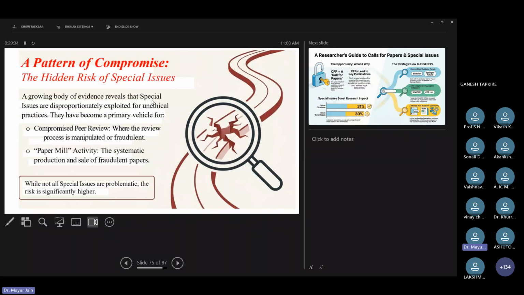A growing body of evidence reveals that special issues are disproportionately exploited for unethical practices, as we were talking about. They have become a primary vehicle for compromised peer review. As I said, in one of my journals where I am working as an editor, it also happens in special issues that if a paper is accepted in the first stroke itself, the guest editor will immediately send a mail to the author that your paper is accepted, without it coming through revision. That is something we call manipulation. It should not be done, right?